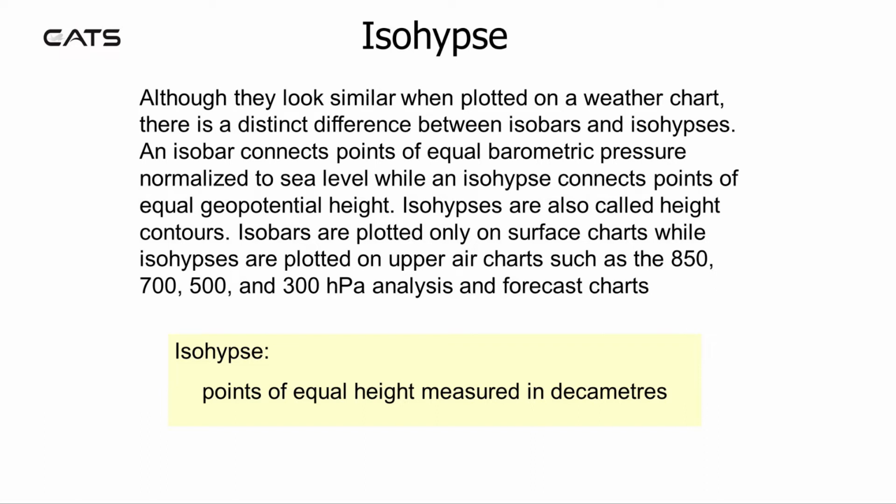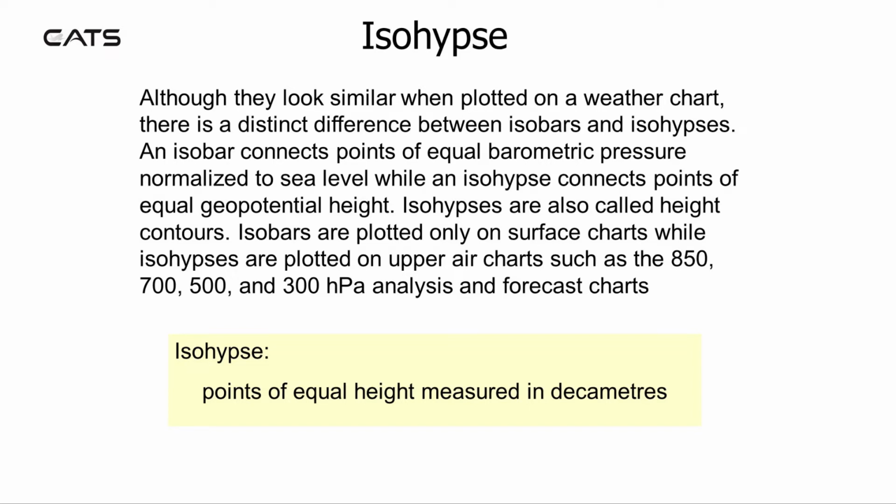Isohypses. Although they look similar when plotted on a weather chart, there is a distinct difference between isobars and isohypses. An isobar connects points of equal barometric pressure, normalized to sea level, while an isohypse connects points of equal geopotential height. Isohypses are also called height contours.